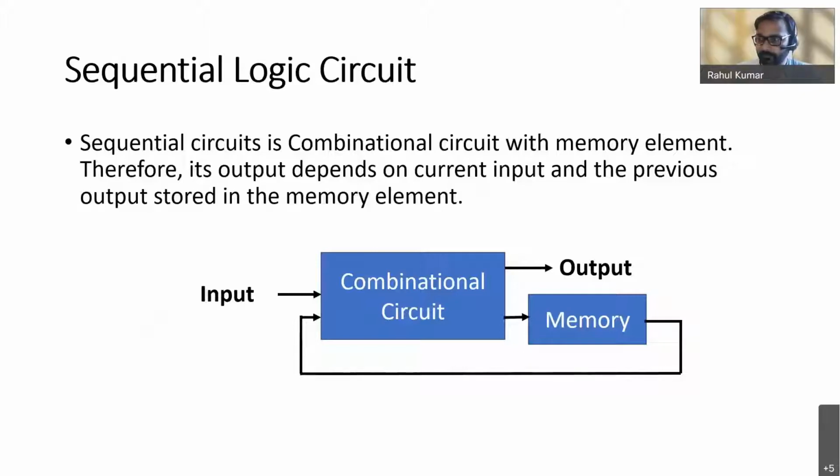This is the second part of your second lecture, which is the fundamentals of digital electronics. In the previous class, we discussed some of the basics of digital electronics. We discussed logic gates. We have also discussed combinational circuits. Combinational circuits are basically combinations of logic gates.